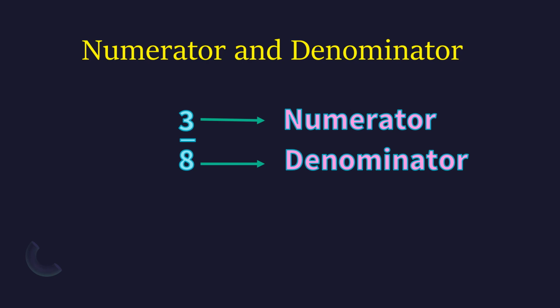So we can easily remember this denominator and numerator. See the first letter of denominator, it is D. So D for down. So denominator is down. And numerator, second letter U. So U for up. So numerator is up. So we can easily remember numerator and denominator. So the denominator represents how many parts the whole has been divided into.